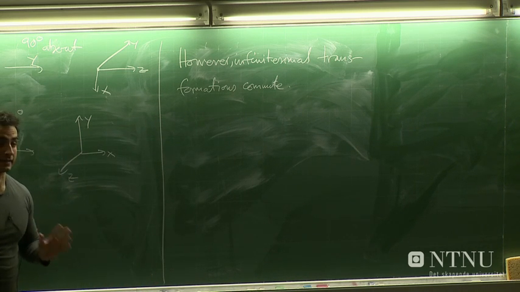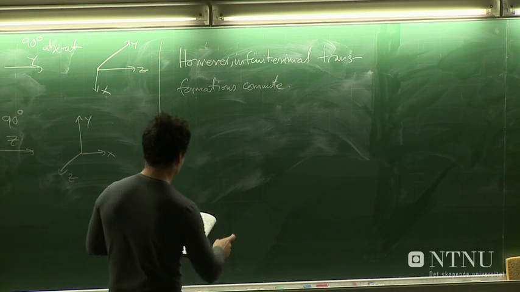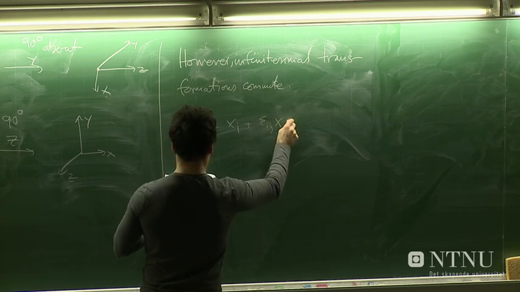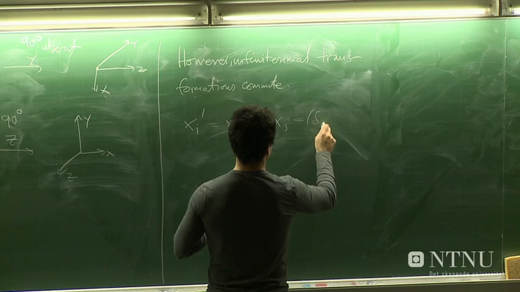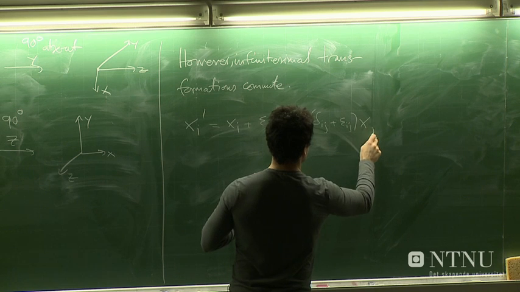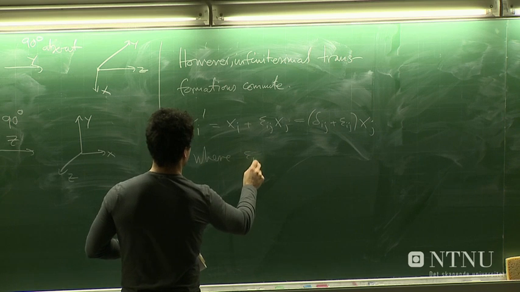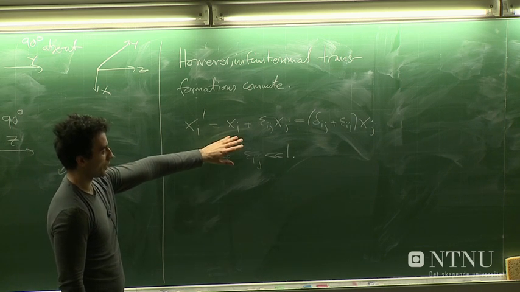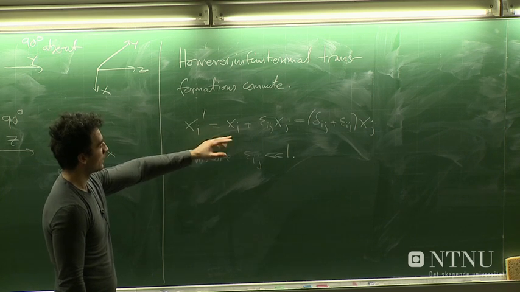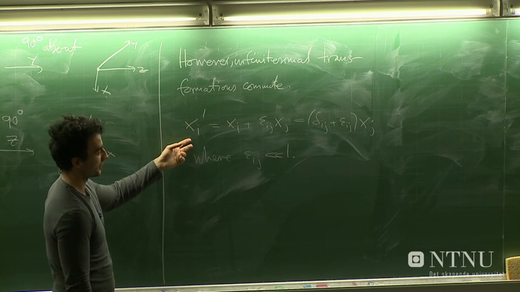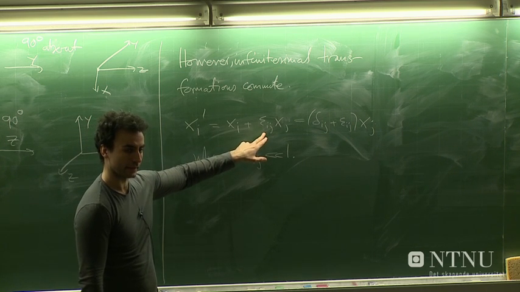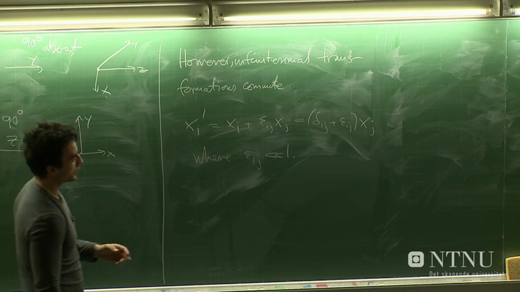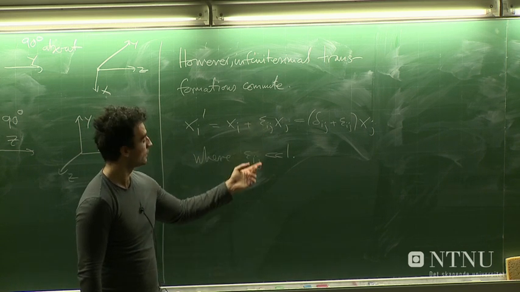But it's possible for us to introduce infinitesimal transformations which do commute. And an infinitesimal transformation looks like this. We'll go from the unprimed system to the primed system by letting this matrix epsilon act on the vector in the original system. And we assume that the elements of the epsilon matrix are very small. They're much smaller than 1.